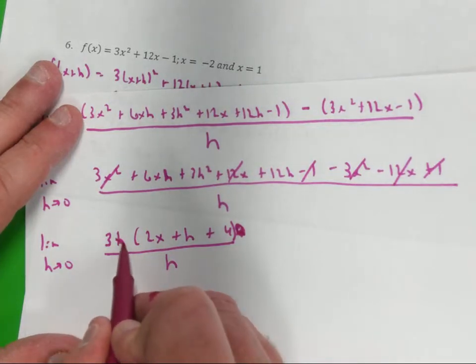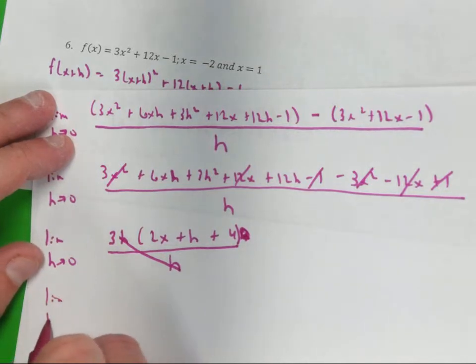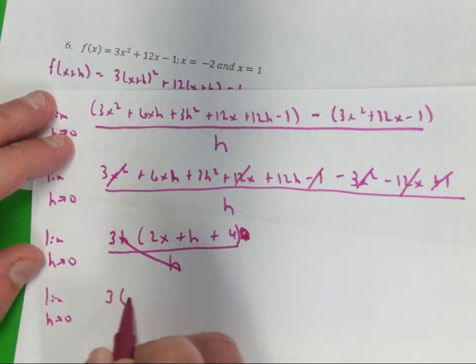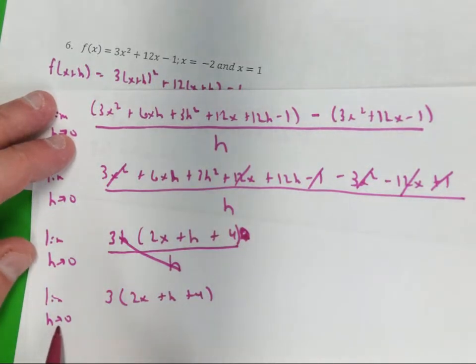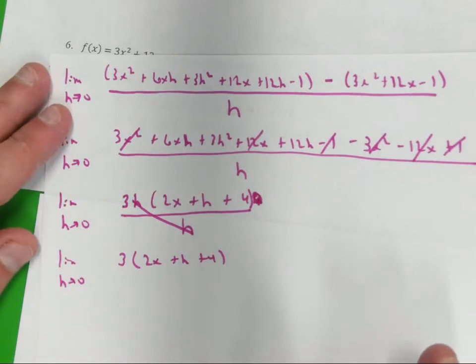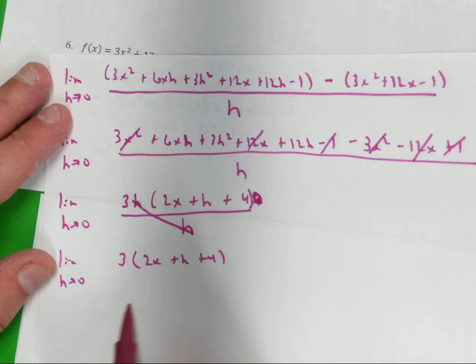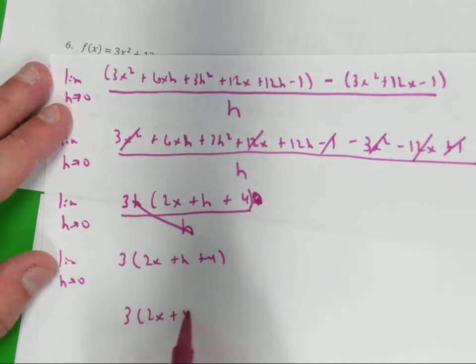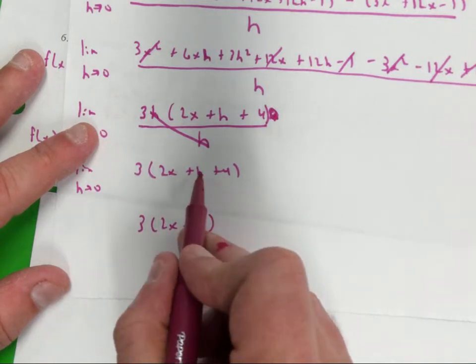What happens to these h's right here? They cancel. So I'm left with the limit as h approaches 0 of 3 times 2x plus h plus 4. You don't have to factor that 3 out. Yep, just factor the h out. I take a 0, I'll plug it in. That just leaves me what? 3 times 2x plus 4, because that 0 makes that h go away.